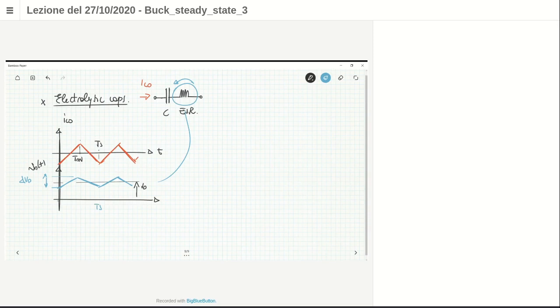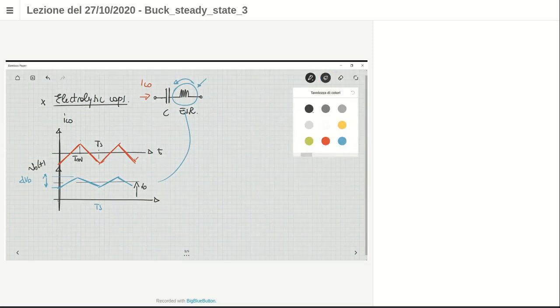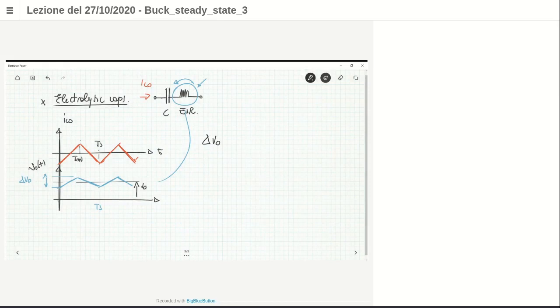The capacitor acts like a very small impedance, or like a short circuit, and so all the AC variation is due to the equivalent series resistance. So this is why we get this kind of output ripple, which is a triangular wave. So in that situation, with the electrolytic capacitance, delta VO is delta IL multiplied by ESR.